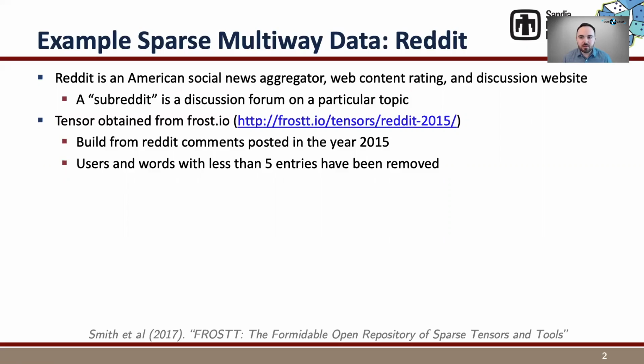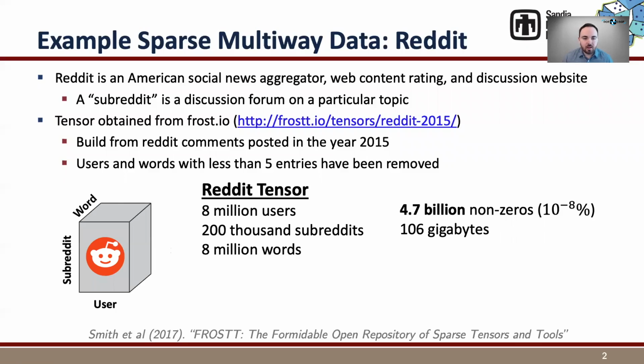The tensor we'll be using today comes from FROSTT, which is an open repository of sparse tensors. It is built from Reddit comments posted in the year 2015. The tensor has 3 dimensions or modes. The first is 8 million users, the second is 200,000 subreddits, and the third is 8 million words.